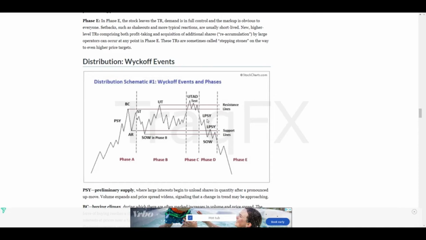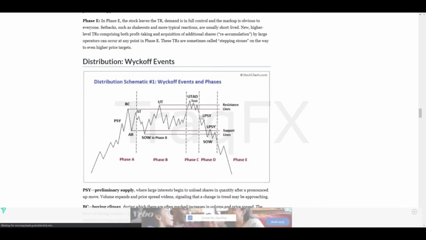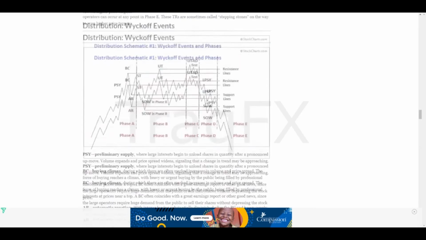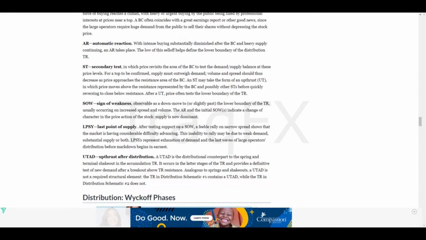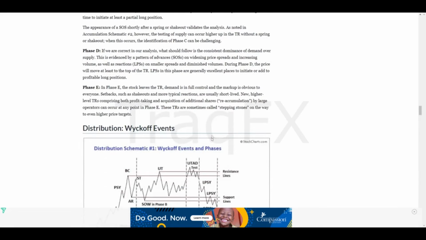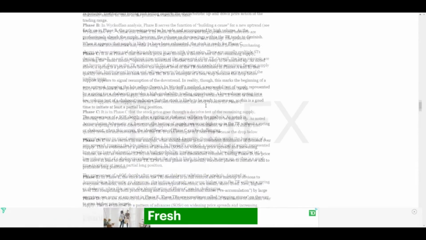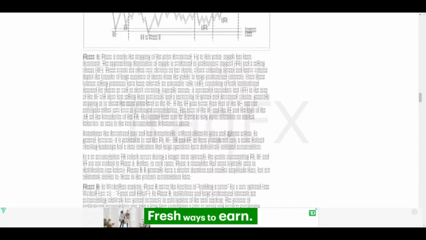Now we have the LPSY, which is our last point of supply, not support. Basically this is where, after testing support on a sign of weakness, a feeble rally on narrow spreads shows that the market is having considerable difficulty advancing. This inability to rally may be due to weak demand, substantial supply, or both. LPSYs represent exhaustion of demand and the last waves of larger operators' distribution before markdown begins in earnest. That's a little confusing, but imagine this LPSY is the same as the other one, just the opposite.